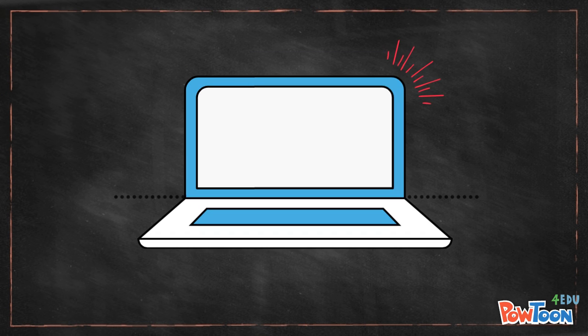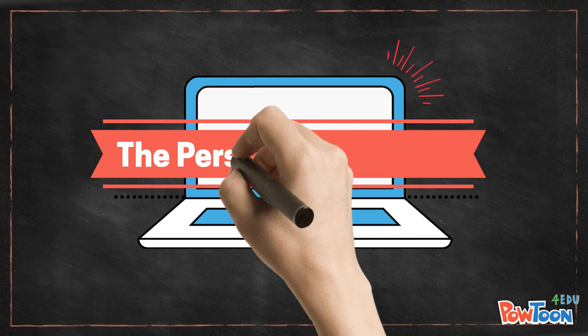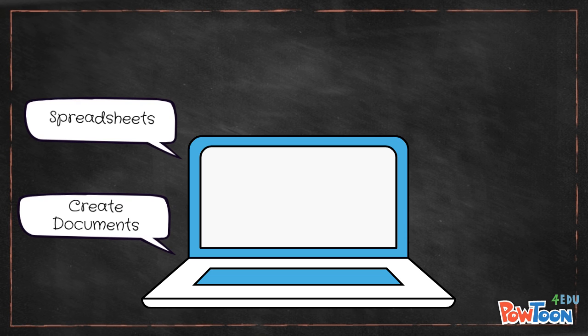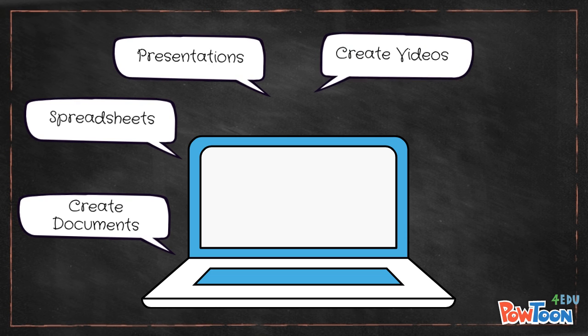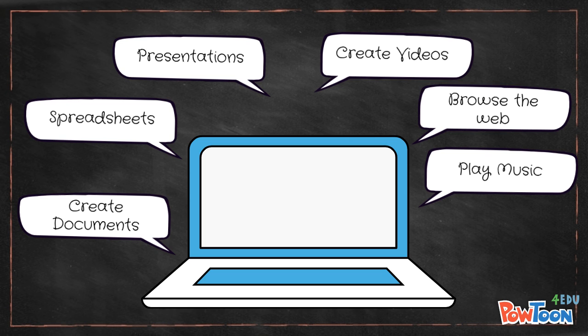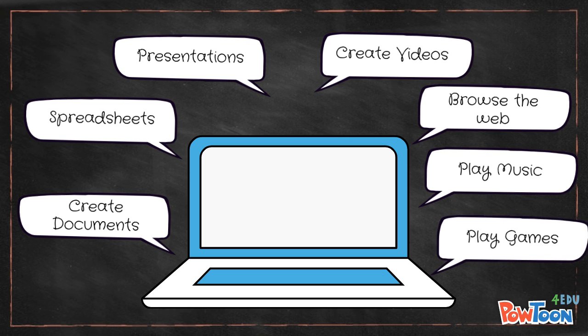The next tool we'll look at is the personal computer. A personal computer stores, sends, receives, and processes information. What does that mean for us? It means it allows us to use computers to create documents, spreadsheets, presentations, and videos, as well as browse the web, play music, and watch videos, and even play games.